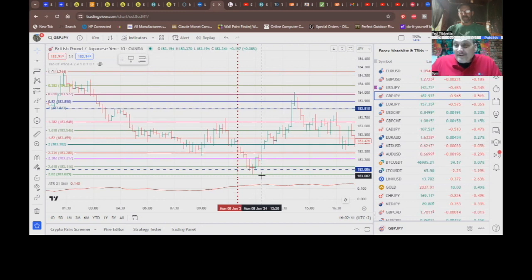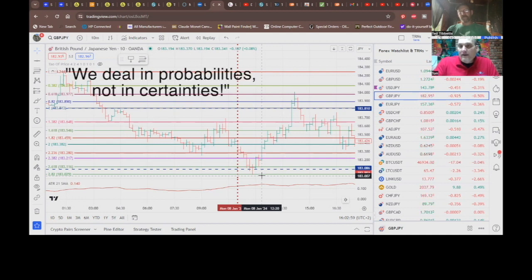And you know what? If it doesn't work, I don't care. There's going to be another one right around the corner. Doesn't matter. It's no blow to my ego if it's wrong. Should be no blow to your ego if it's wrong. You're in the job of finding this thing. In trading, we deal in probabilities, not in certainties. So the probability that this is going to hold should be pretty good.